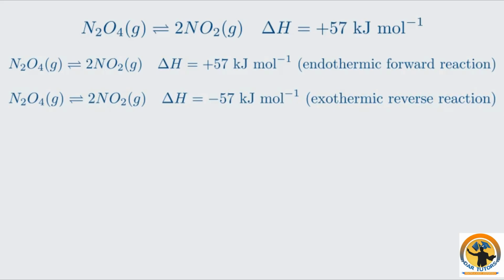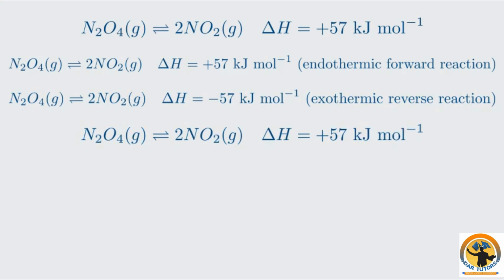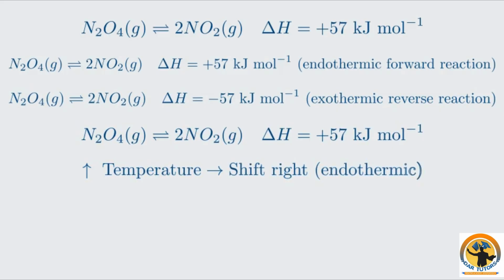Now, let's predict the effect of increasing the temperature. An increase in temperature will favor the endothermic direction, which is the forward reaction. The equilibrium will shift to the right to produce more brown NO2. This means the gas mixture will become darker in color.